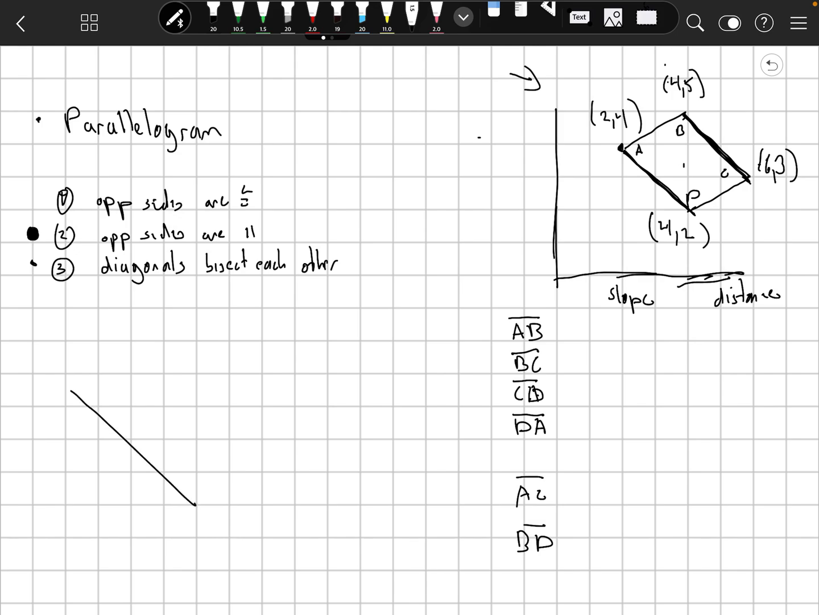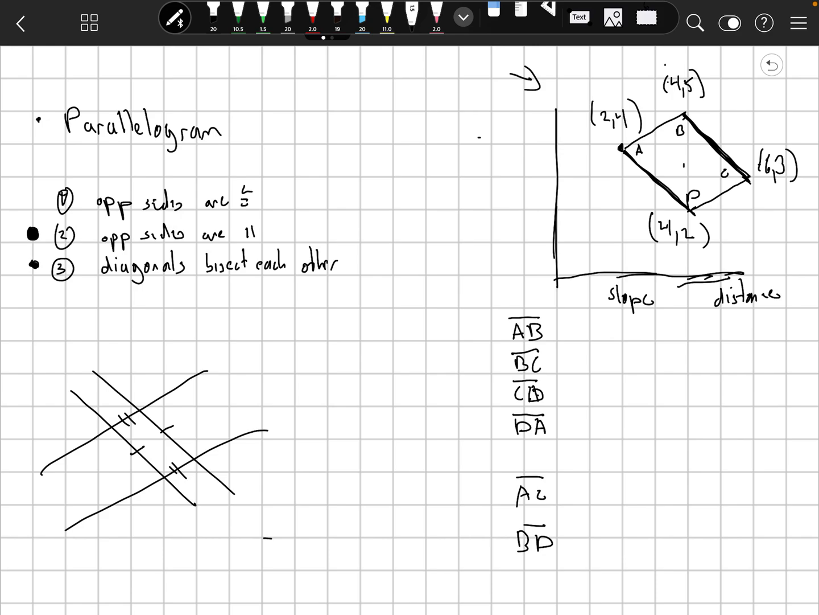Also, if you were to draw a parallelogram, just 2 sets of parallel lines like that, opposite sides are also going to be congruent. So we could measure some distances and see if they're the same as well. And then finally, this is kind of an interesting situation. This is number 3: diagonals bisect each other.